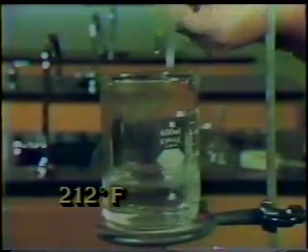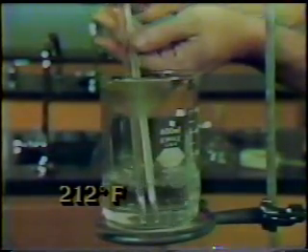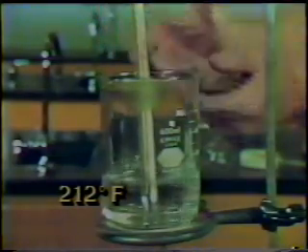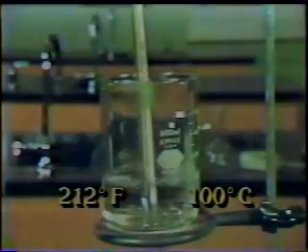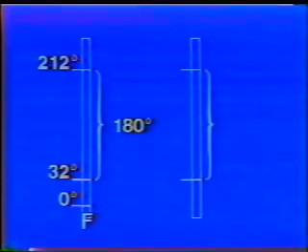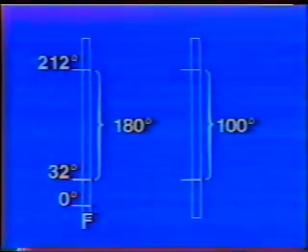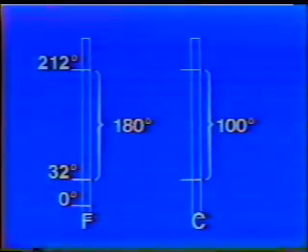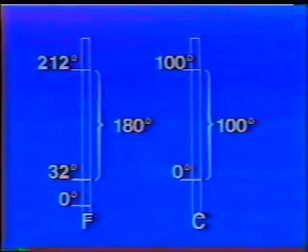Water boils and turns to water vapor at 212 degrees on the Fahrenheit scale or 100 degrees on the Celsius scale. There are 180 divisions or degrees between the freezing point and the boiling point of water on the Fahrenheit scale, and 100 degrees between the same 2 points on the Celsius scale.